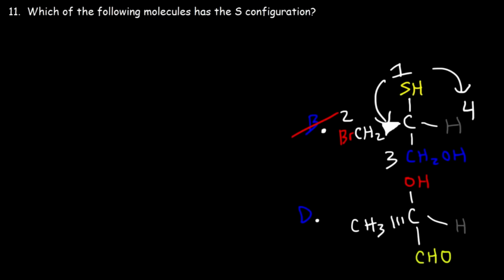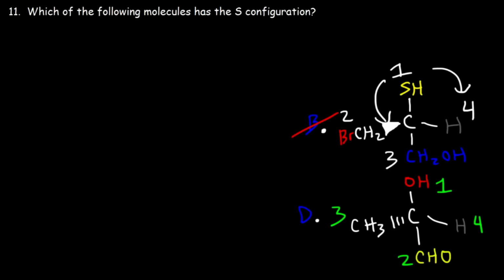So first, let's identify the 4 groups that we have. We know the hydrogen is number 4. Now if we compare the carbon atoms with the oxygen, oxygen has a higher atomic number, so the OH group is number 1. Now comparing the methyl group and the aldehyde group, the aldehyde group has an oxygen, so it's going to beat the methyl group. So this is going to be number 2. The methyl group is number 3.